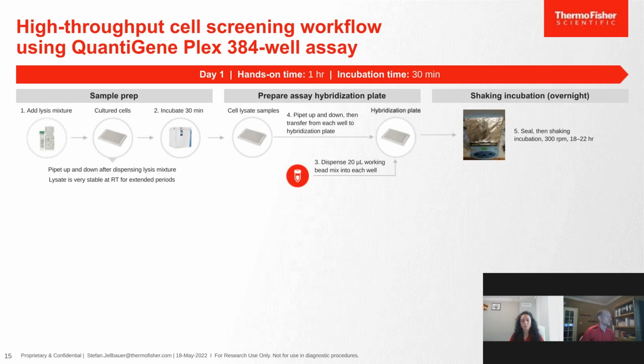As mentioned, this is available in 384-well format. I'm going to show you here a high-throughput cell screening workflow using the QuantiGene Plex 384-well assay. Here's a detailed overview of the complete assay workflow, including hands-on and incubation time for day 1 and day 2 of the assay. This assay has an overnight incubation on day 1.